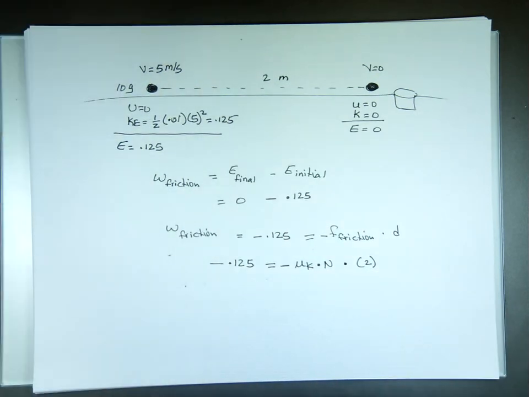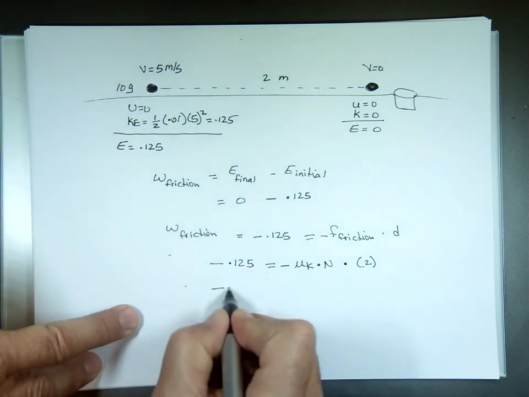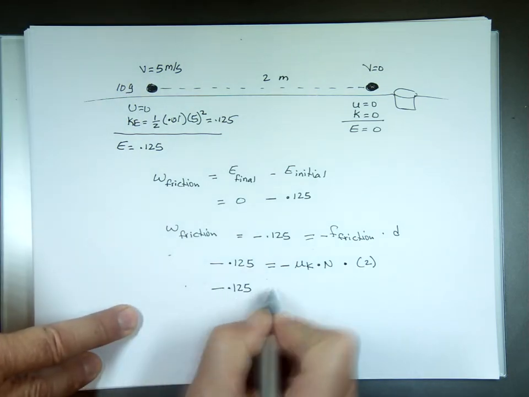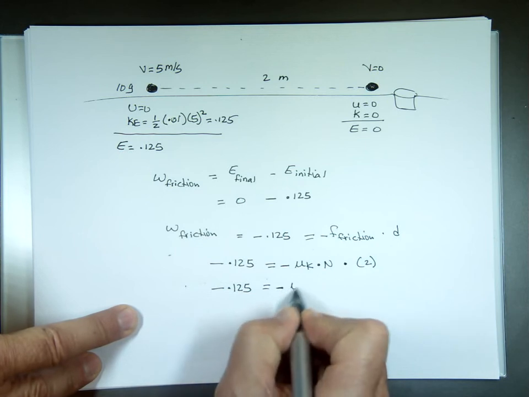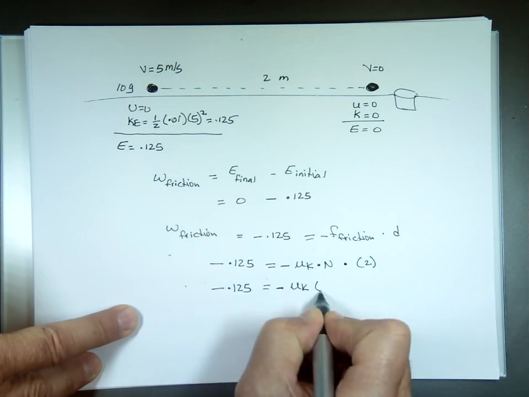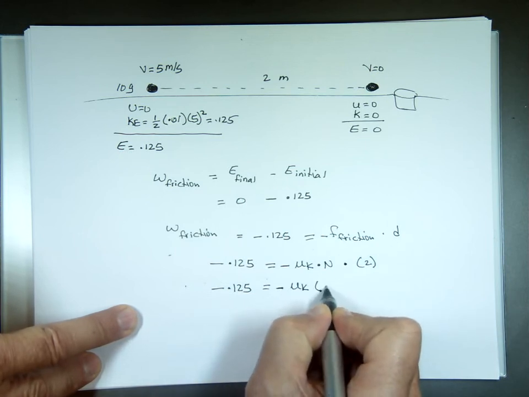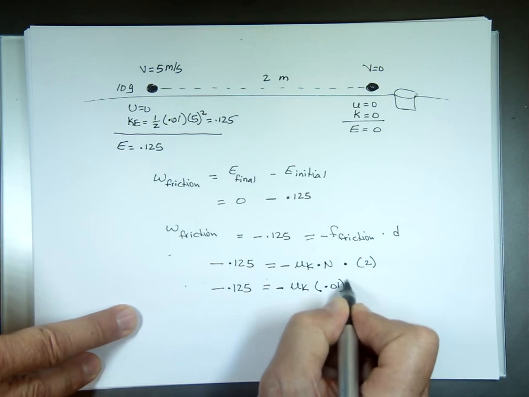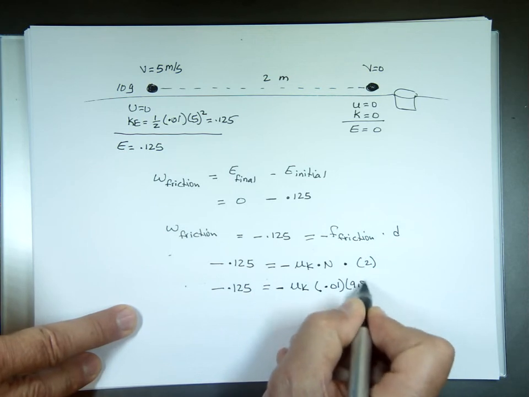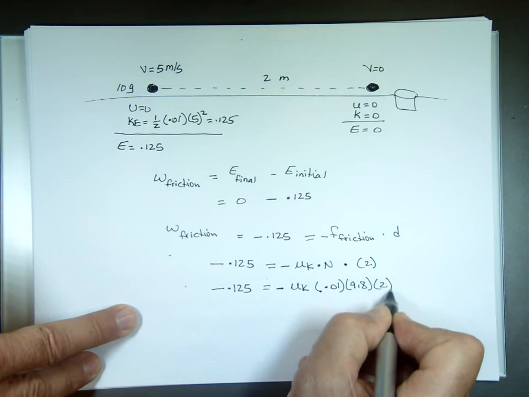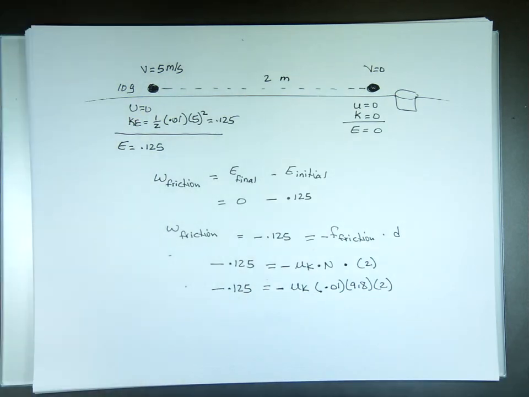N here is equal to the weight, mass times gravity. Mass is what we said? 0.01. Gravity 9.8. This is 2. Now we can tell you what the coefficient of friction is, the minus signs will cancel each other out.